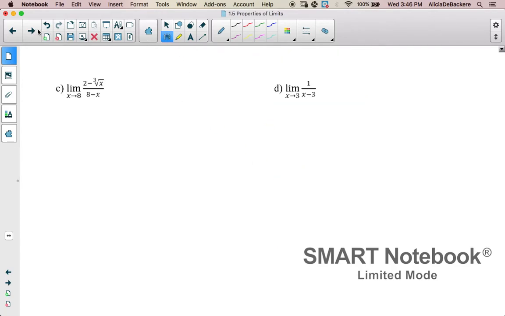All right, part C. So for this one here, again, I start by looking for direct substitution. Can I plug x equals 8 in? No, I can't. Then I look for, can I simplify this? So can I factor it so that things will start to cancel away? No, I can't do that either.